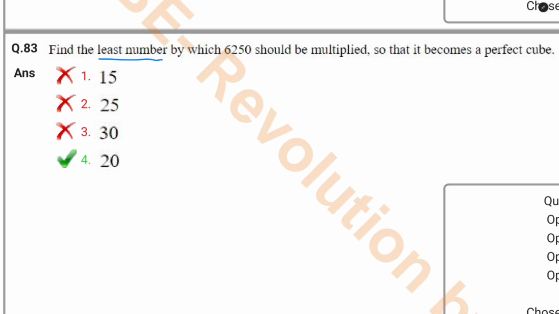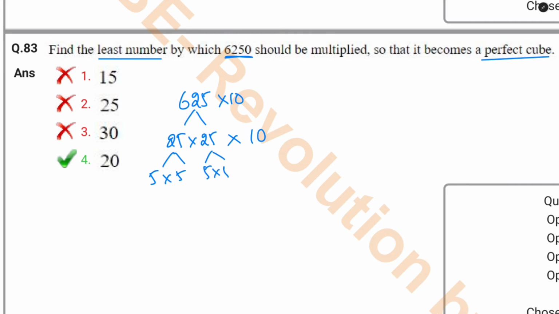Find the least number by which 6250 should be multiplied so that it becomes a perfect cube. 625 into 10 will be 6250. So this we can write as 25 into 25, and this will be 10. So we can write it as 5 into 5, this will be 5 into 5, and this will be 5 into 2. So now the total here is 5 power 5 into 2.